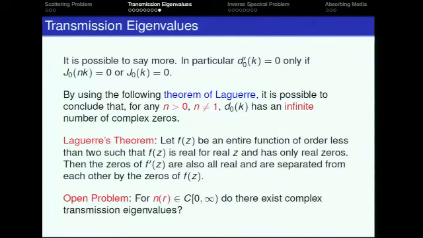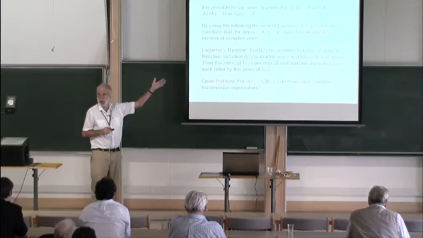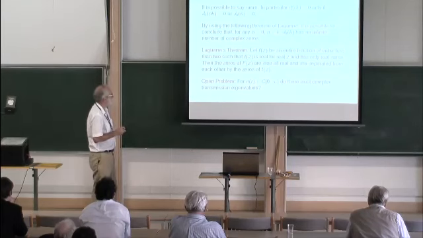If you use this theorem, it says something about what happens if you have a function that has no complex zeros. You can use this, as you might imagine, to show that you get a contradiction, so therefore there must be an infinite number of complex eigenvalues. That's how you use that.